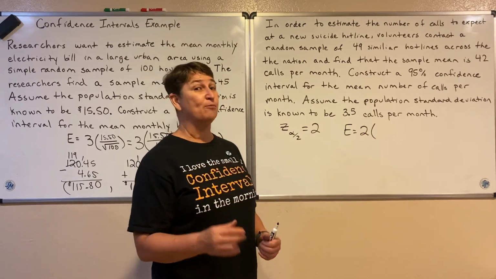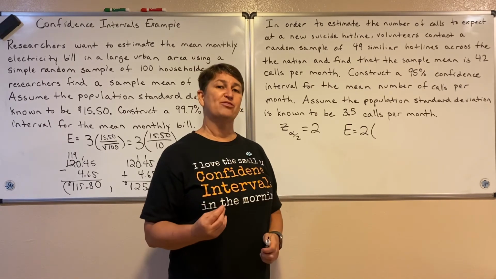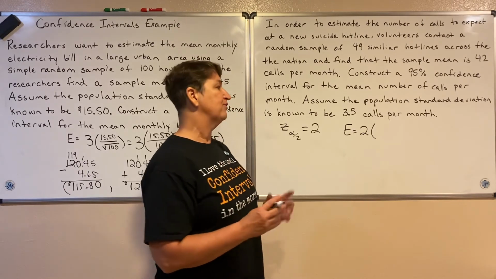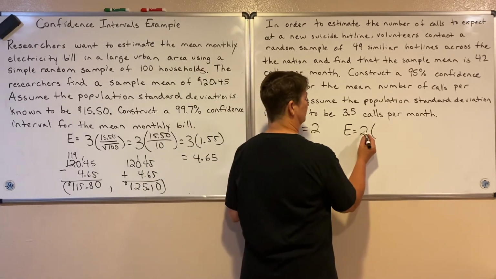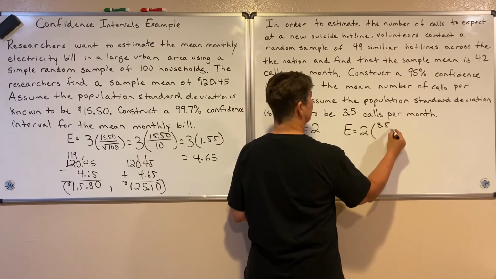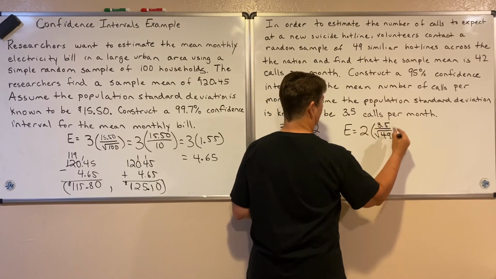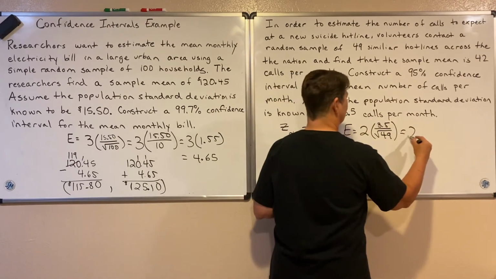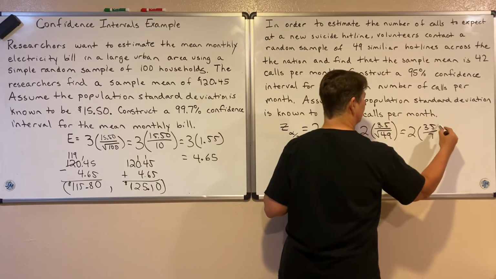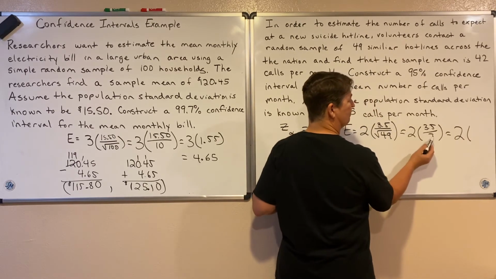But remember, I'm not dealing with the standard deviation of the population. I'm talking about the standard deviation of this sampling distribution. And the standard deviation of that sampling distribution is the standard deviation from our population divided by the square root of our sample size. So here I have 2 times 3.5, square root of 49 is 7. So we got 2 times 3.5 divided by 7.